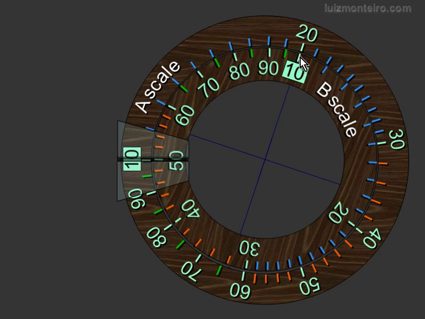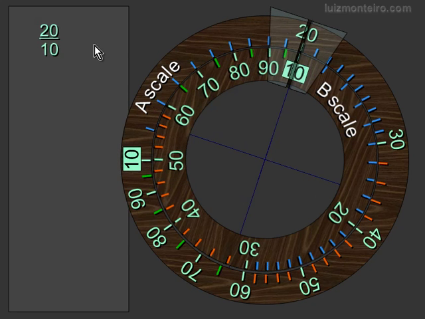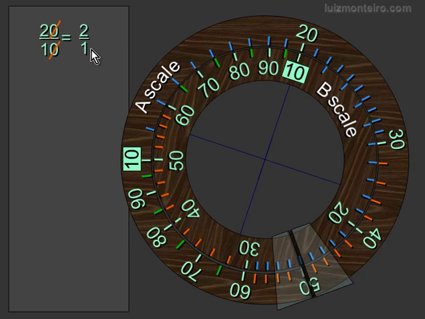Next, I'm going to put it here in a position where we have 20 divided by 10. We know that 20 divided by 10, if we cut both zeros, is the same thing as 2 divided by 1. I'm going to go here and put the cursor on 50 divided by 25. Since I didn't move the scale, 50 divided by 25 is going to have to be the same thing as 2 divided by 1.